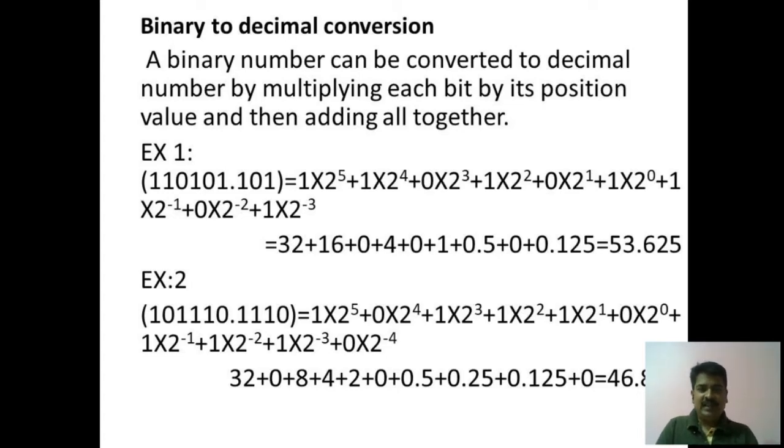I have taken another example also. Example 2 is 10110.1110. It's again the same procedure. Take each digit, multiply it by its place value or weight, then sum all of it together. You will get a decimal number which is equivalent to the binary number. Now we have learned the conversion of binary number to decimal number.